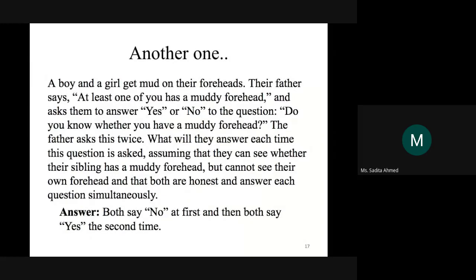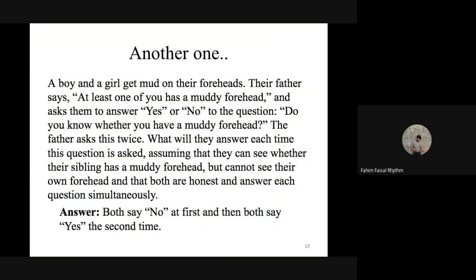Now, I don't know whether I have a muddy forehead because it says at least one. So it can be more than one, right? It can be both. I don't know whether it's both or exactly one, since this condition is satisfied and I cannot see my forehead. So the first time the question is asked, do you know whether you have a muddy forehead? I will answer no, because I don't know. Does it make sense so far?